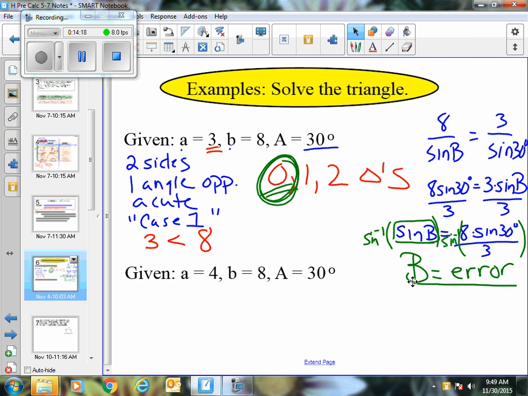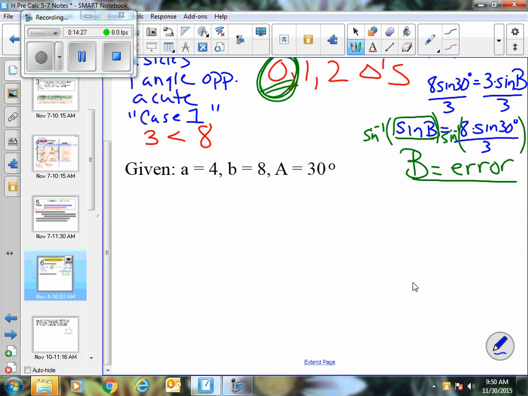So it was a case 1. The side opposite was shorter, so I knew it was none, 1, or 2. How did I figure out it was none? I set up and solved for that first one, and I got an error. All right, so let's take it to the next one here. We just want to keep walking through these.